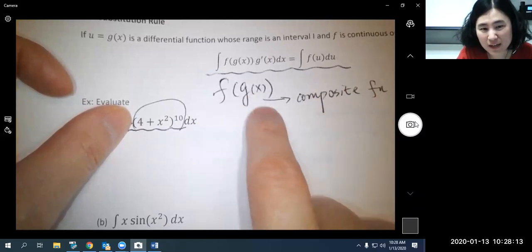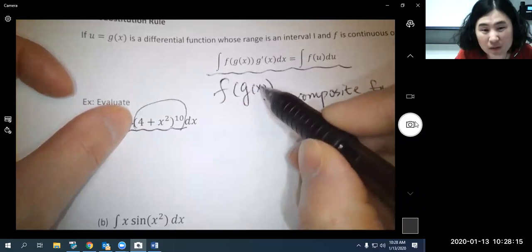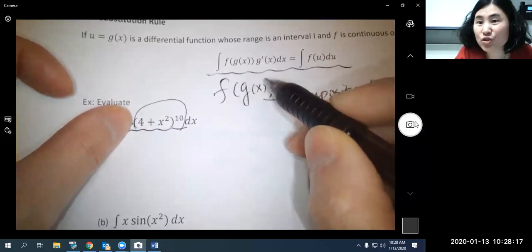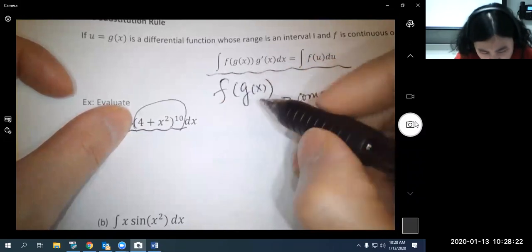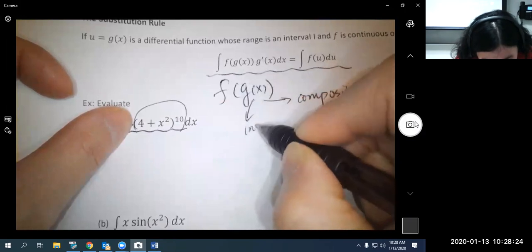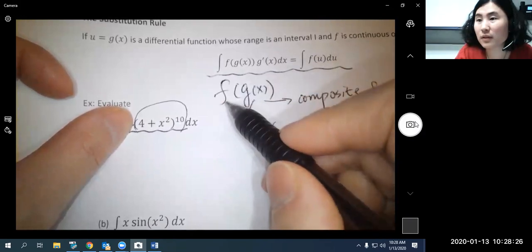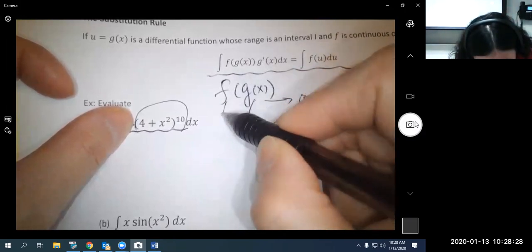And for the composite function, there is an inner one. What is the inner function? g of x, right? Because g is closer to x. So g is called an inner function. How about f? f is the outer function. We call it the outer function, okay?